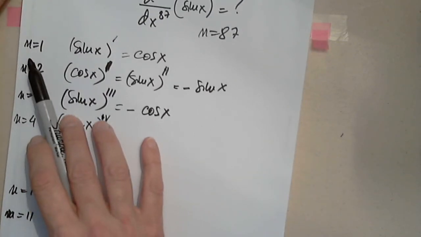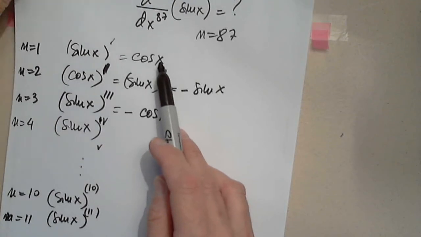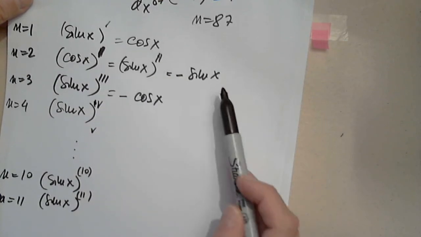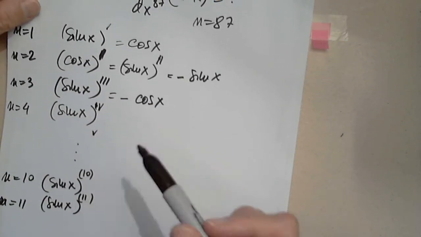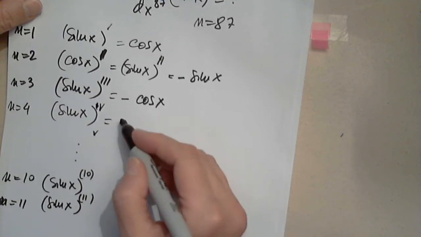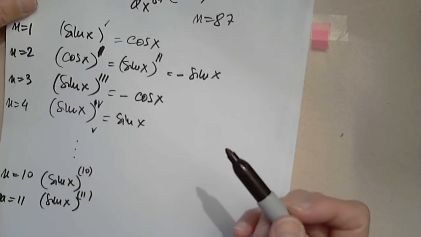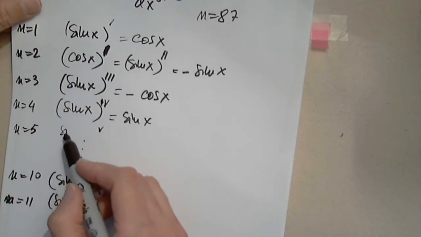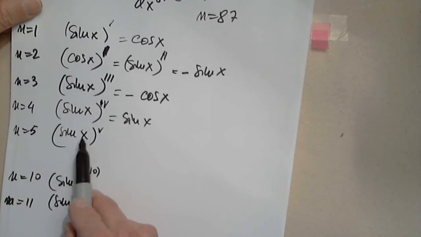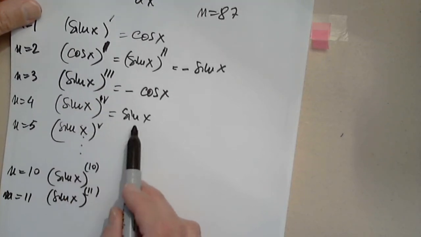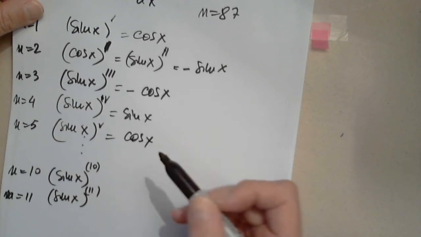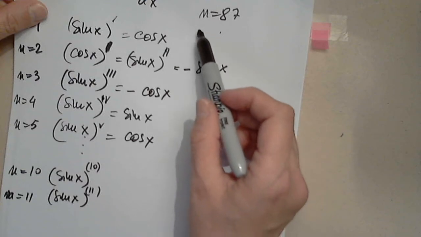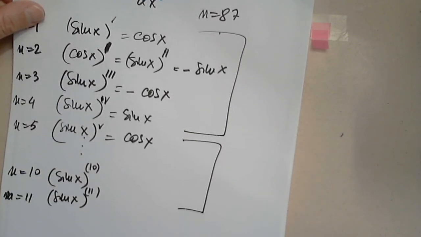So when n is 1, differentiating the first time, we get cosine. For the second time, we get negative sine x, because that's what I'm differentiating now. Now I'm differentiating this to get negative cosine x, and then I differentiate negative cosine x to get back sine x. So this is the pattern. If we go to n equals 5, the sine x differentiated the 5th time will be cosine x. So I'm back to this. Everything repeats in blocks of 4, in sets of 4.